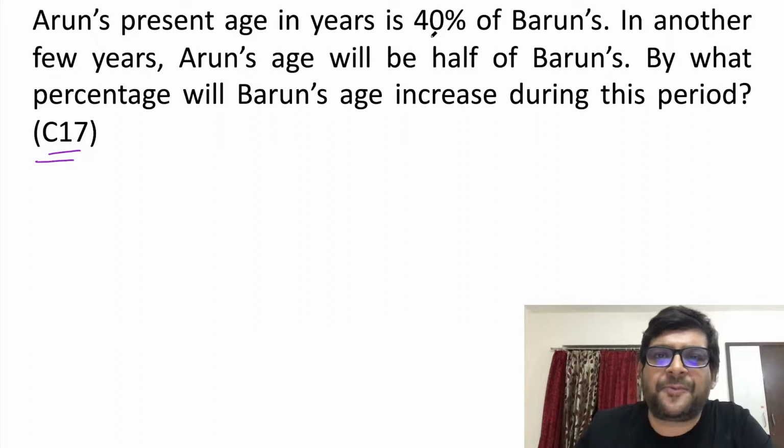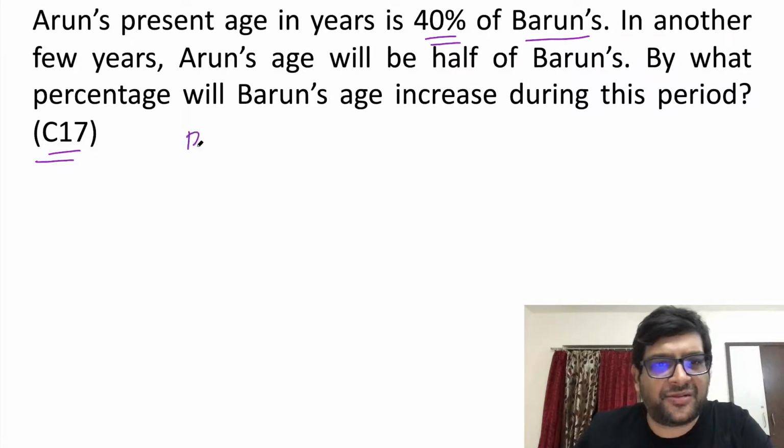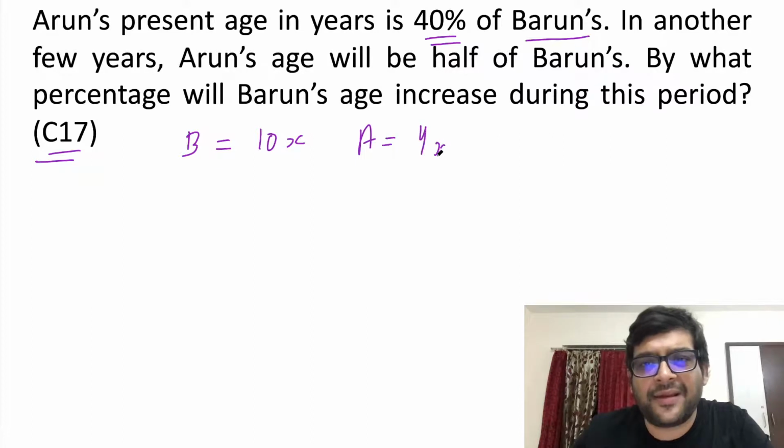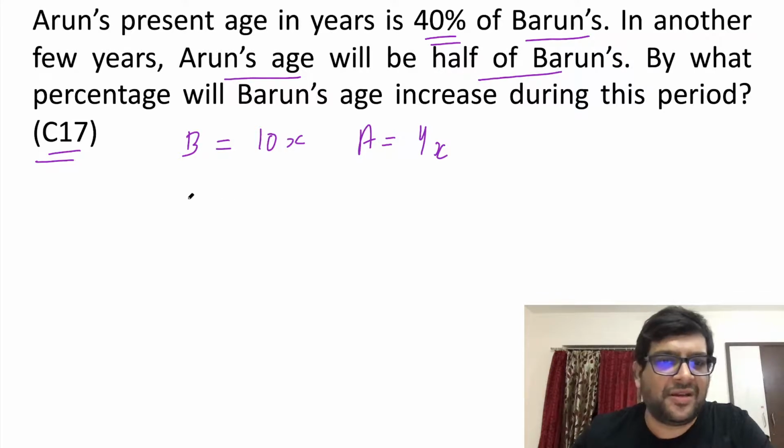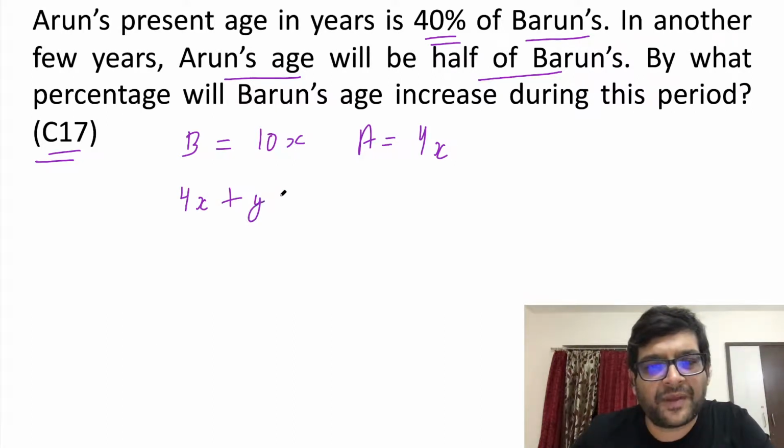So let's see. Arun's present age in years is 40% of Barun's age. So let's say Barun's age is 10x. If Barun's age is 10x, then Arun's age is 4x. Please note how I have not taken x because it makes the calculations easier. In another few years, Arun's age will be half of Barun's age. So suppose after y years, Arun's age will become 4x plus y and Barun's age will become 10x plus y.